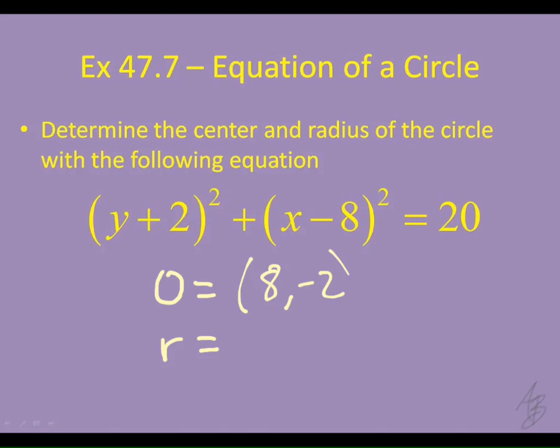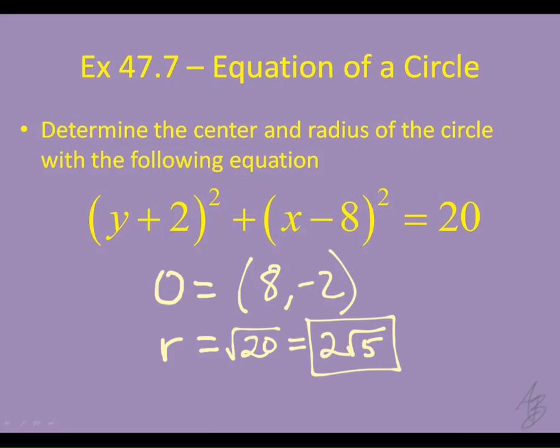Perfect. So the x coordinate is always going to be the opposite of the number that's with x. So since we have x minus 8 squared here, that's going to be the x coordinate of the center. And then the y coordinate is going to be the -2. How many people got that? Okay, cool. And the radius is going to be the square root of 20, which we should probably simplify, not really reduce it. And we get 2 square root of 5.